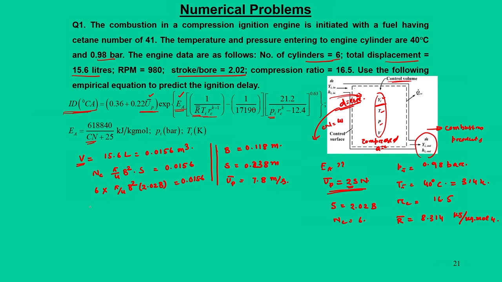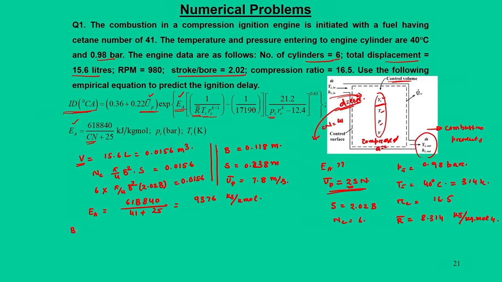Then the other term that needs to be found is Ea, the activation energy. Activation energy is related to the fuel: during the reactions, the chemical bonds need to be broken, and as a result, the energy released is through its activation energy due to the chemical bonds. This number we can find as 618840 divided by Cetane number plus 25. Cetane number is 41. With this empirical relation we get 9376 kilojoule per kilomole.